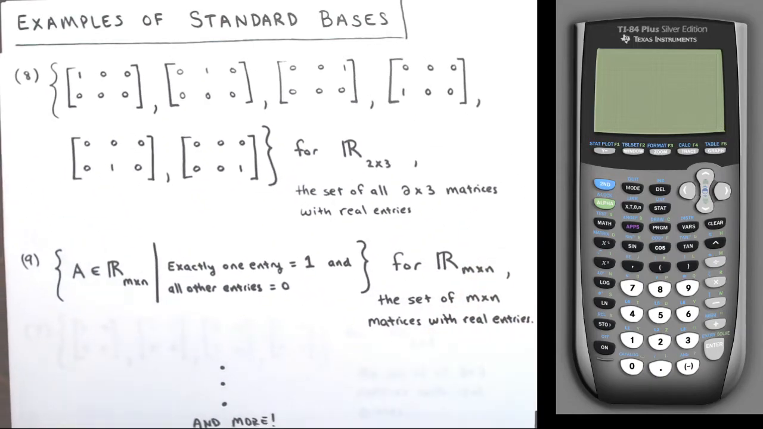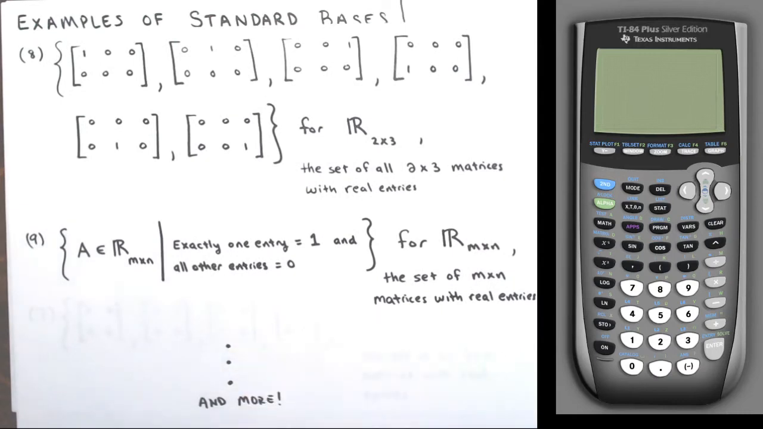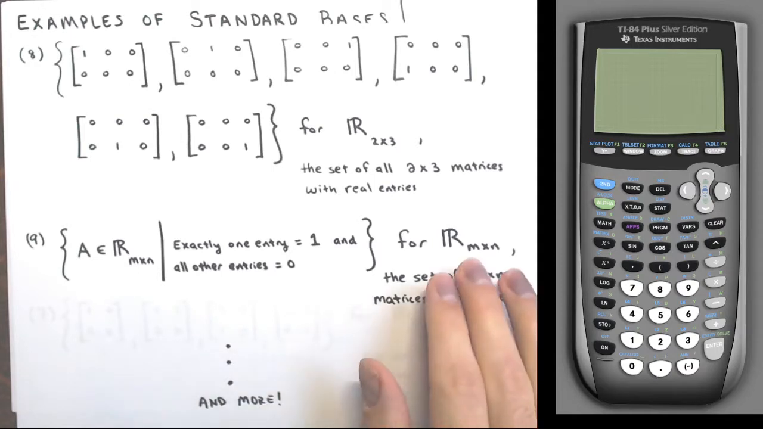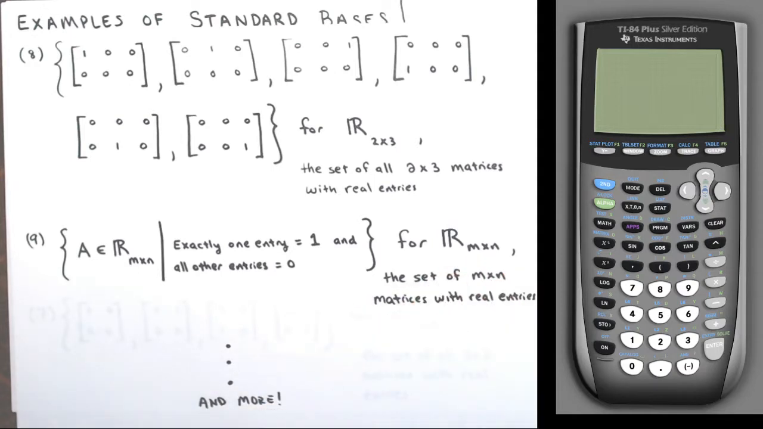Okay. And of course there are plenty of other examples of vector spaces and standard bases for those vector spaces. But I just went over some basic ones, some types of vector spaces I've introduced in other videos: these sets of polynomials of degree n or less, these sets of m by n matrices with real entries, and of course Euclidean space, R2, R3, R4, Rn.